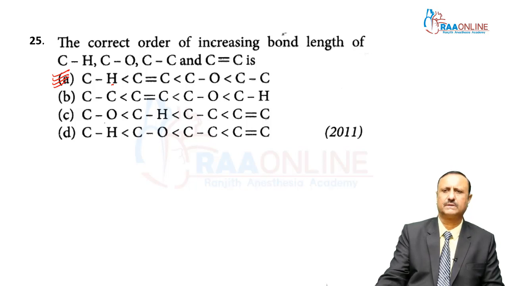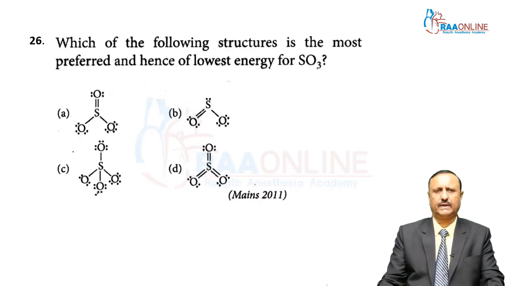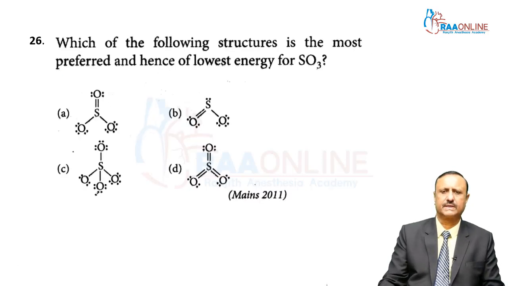This question was also asked in 2011. Bond length of C-C is greater than C-O, C-O is greater than double bond, which is greater than C single bond H. Now, my dear students, you can go to question number 26.